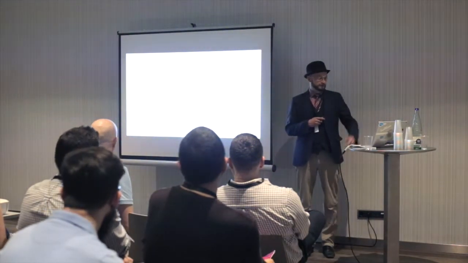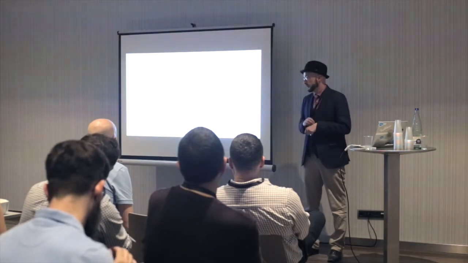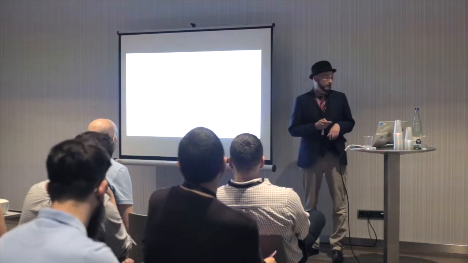Right, so these are the settings you need. I think there are 5. Yeah, you need the EX consumer key, the EX user, production, and so on. You could get rid of that one, for example, because that one is using a connected app to authenticate, which isn't a prerequisite at all. You'll find all the things explained in the repo, all good there.